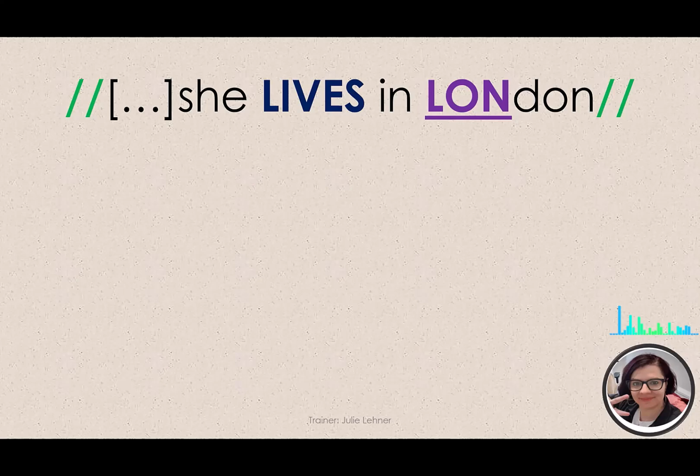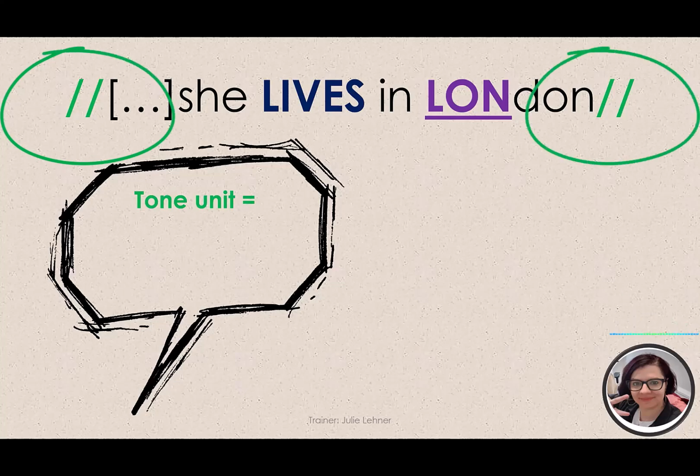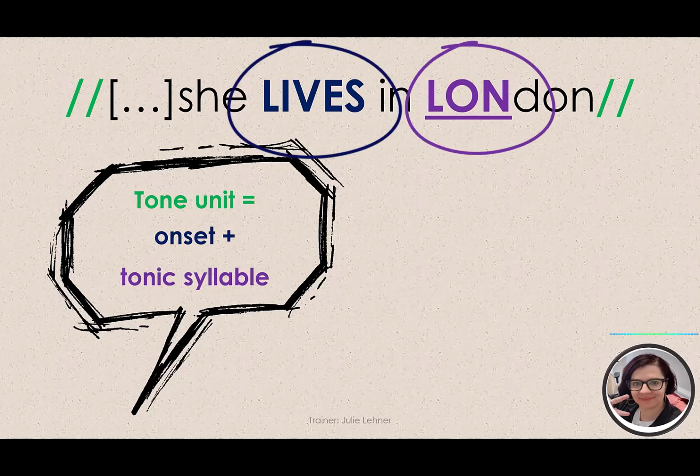All right, happy people. What have we learned so far? We have the following utterance. She lives in London. We know that this is a tone unit. A tone unit is usually represented graphically through double slashes. So the green slashes indicate when the tone unit starts and when it ends. We also have an onset syllable. This is highlighted in blue. So in our tone unit, lives is the onset syllable. That is the stressed syllable before the tonic syllable, which is highlighted in purple. So lives is the onset syllable, lon is the tonic syllable.